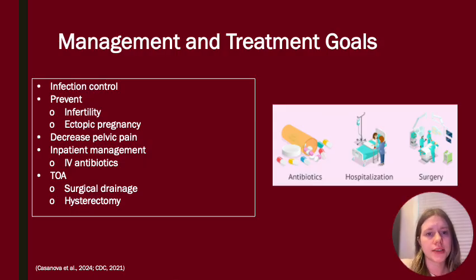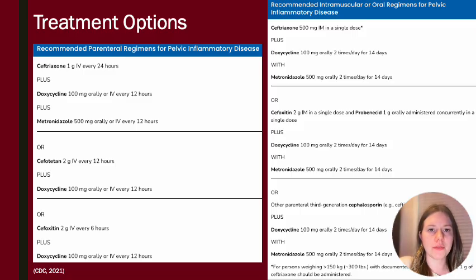We want to manage this as rupture of a TOA with septic shock is a life-threatening complication, with mortality rate being approximately 10%. So if there is a rupture, it must be treated surgically. And that is from references Casanova and CDC. More than 24 hours of inpatient monitoring is advised for women with TOA.